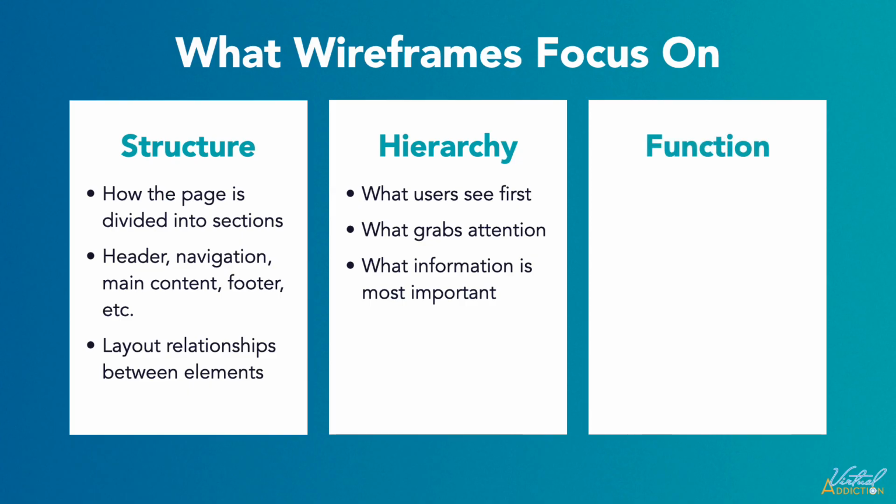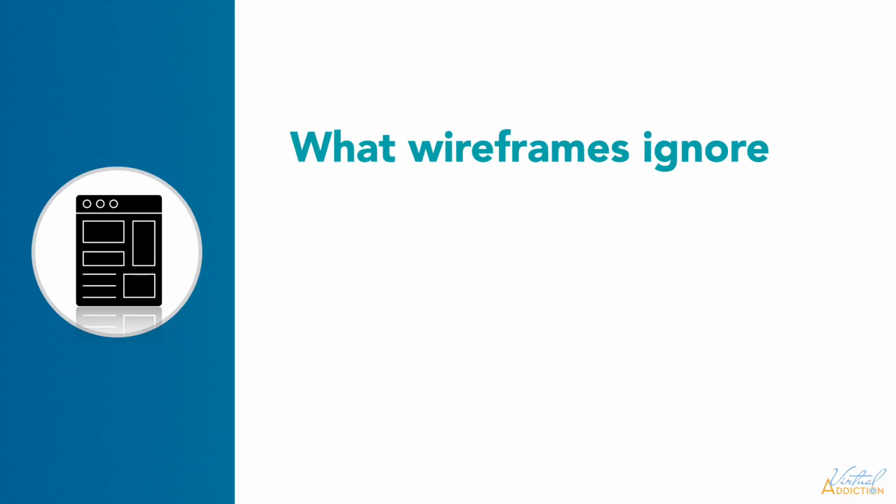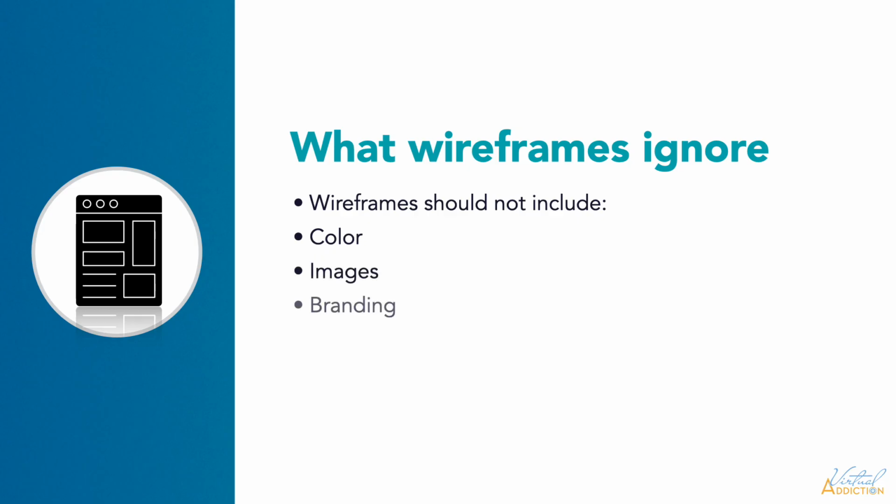Finally, we have function. This is where users can click. It's how they move through the website and what actions they're expected to take. Wireframes are about how a site works, not how it looks. Wireframes intentionally ignore certain elements. This is especially important. When we build wireframes, we want to remove color, images, branding, and fancy fonts.